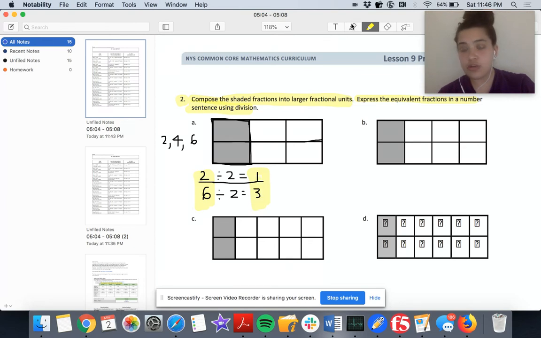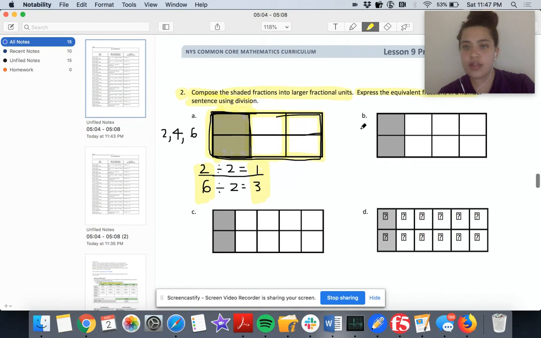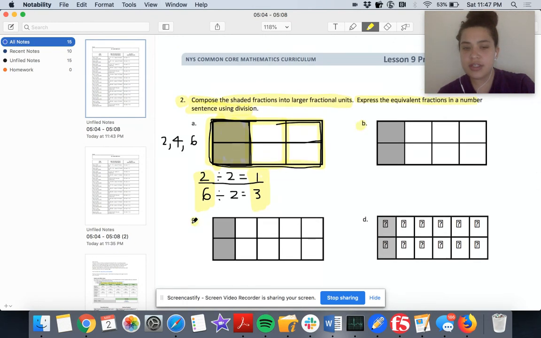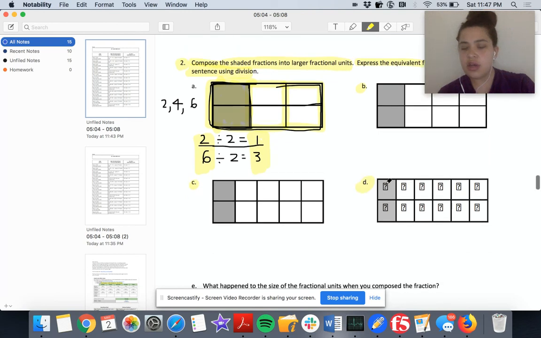I can also show that by looking at this area model again and ignoring that horizontal line. If I have 1, 2, 3 pieces, only 1 is shaded in. So we just proved that 2 over 6 is equivalent to 1/3. I want you guys to try B, C, and D on your own. Go ahead and ignore these question marks. I'm not sure why they're there.